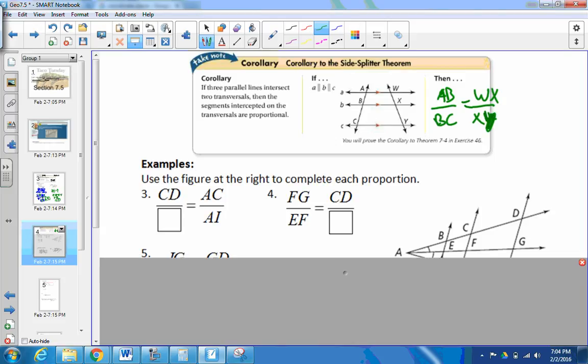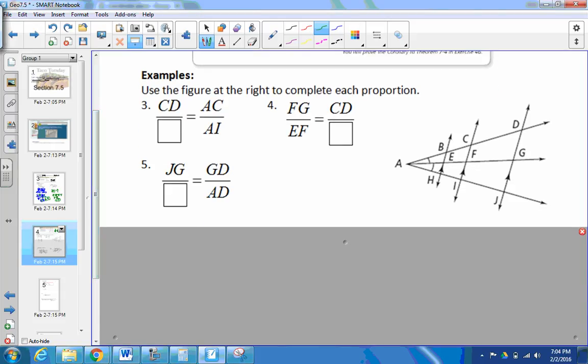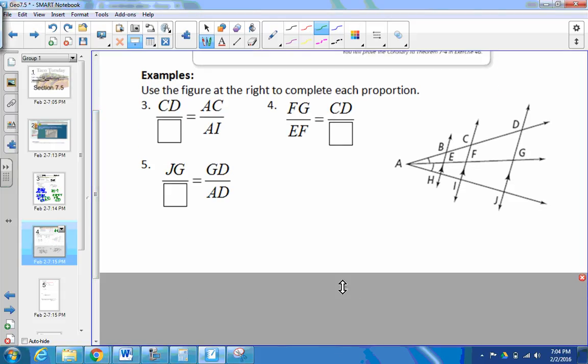Alright, so let's do that. So we look at our example over to the right. CD, right here, is to what as AC?